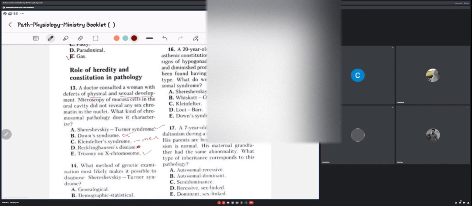No. Look at what they said here. Microscopy of mucosal cells in the oral cavity did not reveal any sex chromosome. When it says trisomy X chromosome, it means what? A normal woman is XX, but when you say trisomy, it means it is XXX, isn't it? However, in this case, they said it did not reveal any sex chromatin in the nuclei. So obviously, it means that this person has one chromosome instead of two. And that's the feature of Turner syndrome.